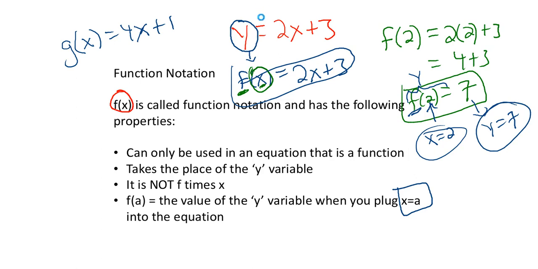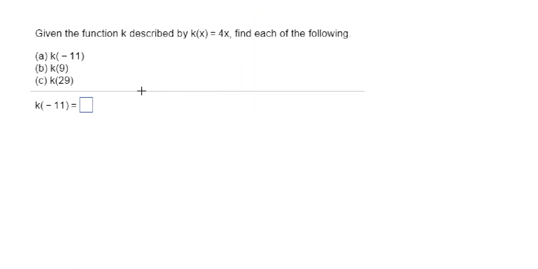So, all right, let's take a look at an example here. So we have, given the function k described by this. That's kind of a weird letter to use there, but we'll go with it. k of x equals 4 times x. Find each of the following. Let's write it the way we see it in the directions. So 4x.